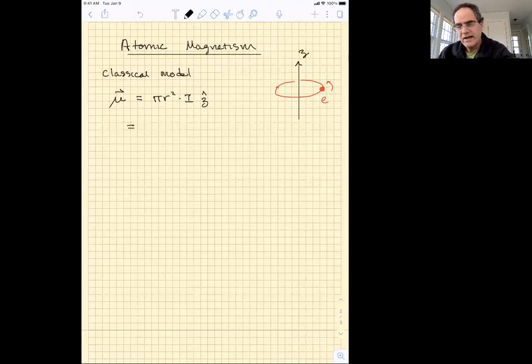Using just semi-classical ideas, we can see how this changes in the Bohr model. Then pi r squared would be pi times the Bohr radius squared. And the current would be the charge of the electron times the velocity divided by the circumference of the orbit, which would be 2 pi r, or 2 pi a naught.